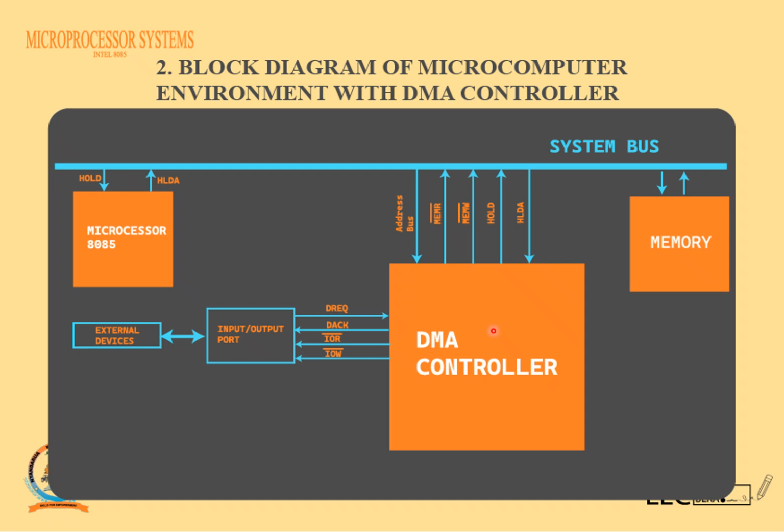So the DMA controller is going to be connected to the input-output port, and these signals are very, very important. So we have the DREQ, or D request signal, we have the D acknowledge signal, we have the input output read, and then we have input output write. Those are the 4 main control signals which are going to be exchanged between the input output port and the DMA controller.